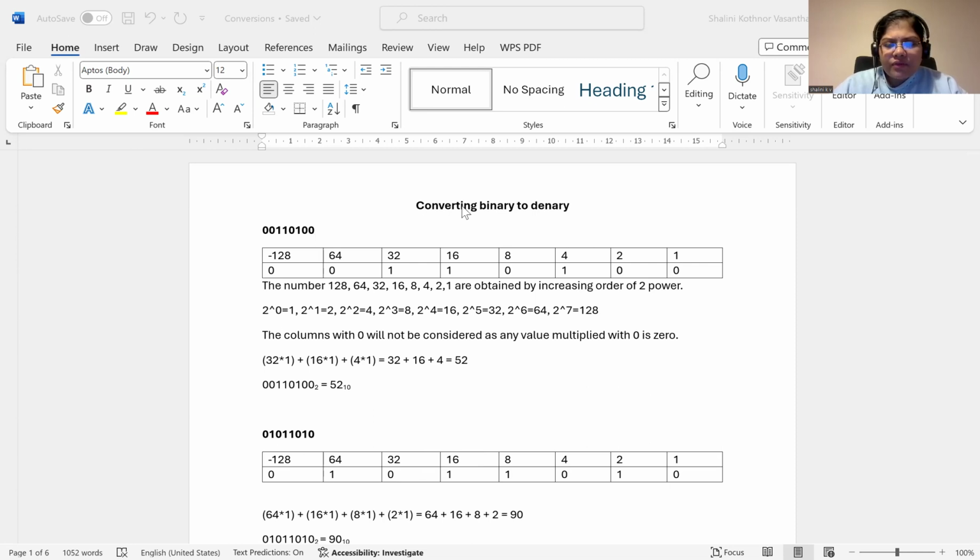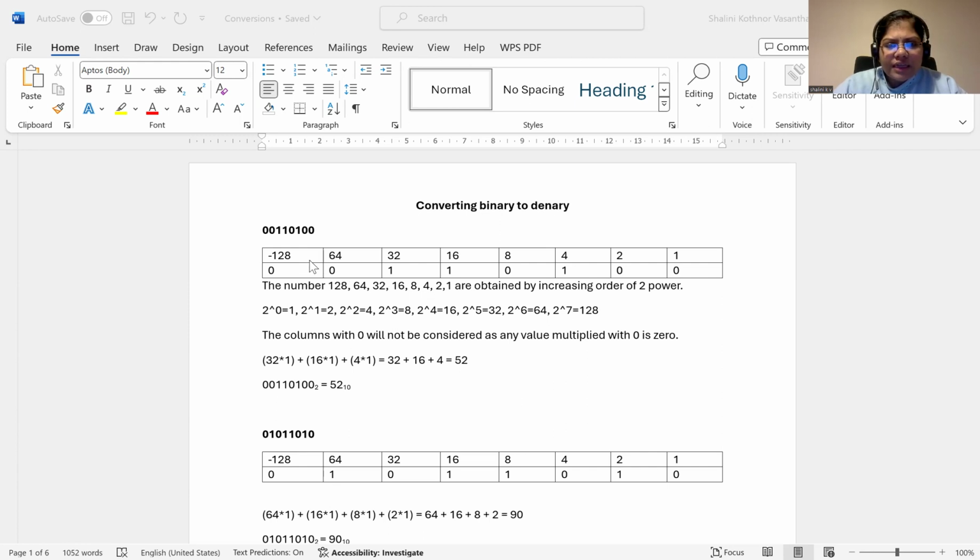The first type is converting binary to a denary number, or binary to a decimal number, all are the same. So converting a binary number to a denary number: binary will have only two values, one is 0 and the other one is 1. So the given value is 00110100. This binary value has to be converted into a decimal value or a denary number.